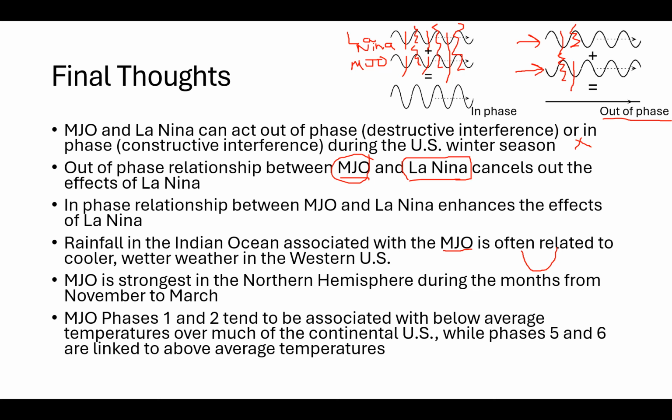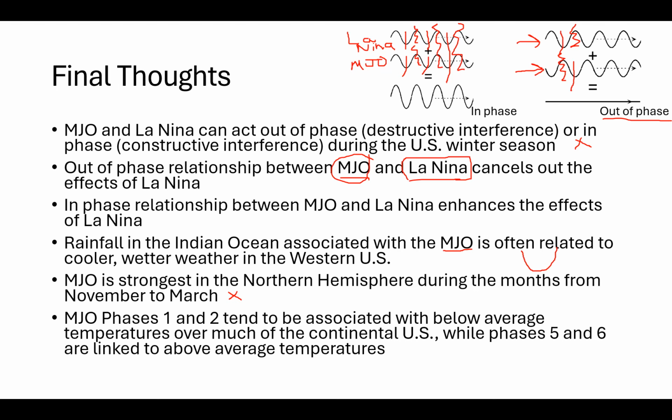Something that happens as far away as the Indian Ocean, in the tropical areas of the Indian Ocean, can impact our weather in the U.S. much further away. It's just really amazing. MJO is going to be strongest in the northern hemisphere during the months from November to March. So this is usually when we're paying close attention to the MJO. November to March time period, the wintertime.